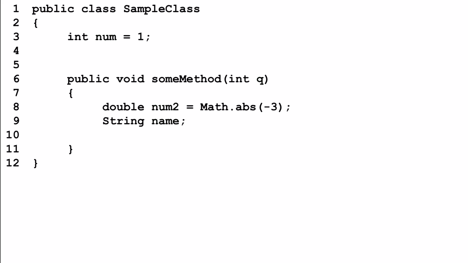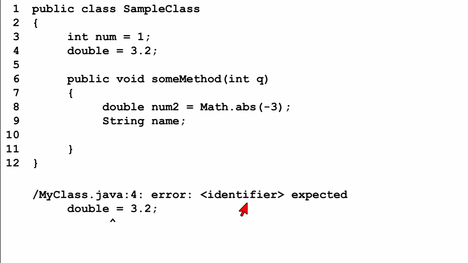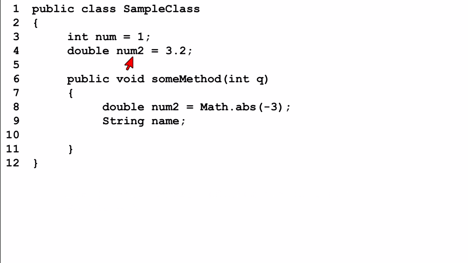This class is fine as it is, but let's make some changes that will cause errors. Here, we tried to add a second field variable. This will cause an identifier expected error because there isn't a variable name. There's even an arrow in the error message pointing to where the variable name should be. If we add a variable name, it will get rid of the error.